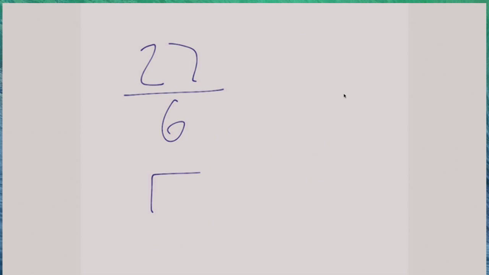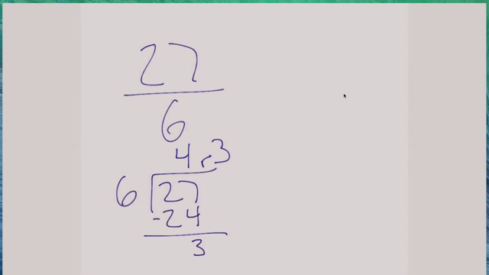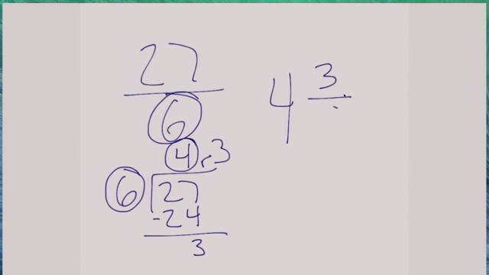We begin by dividing 6 into 27. 6 goes into 27 4 times, which equals 24. When we subtract, we get 3 left over. We have a remainder of 3. So we take our answer, and that becomes our new whole number. We take our remainder and make that the numerator, and we take our original denominator, 6, and it stays the denominator.